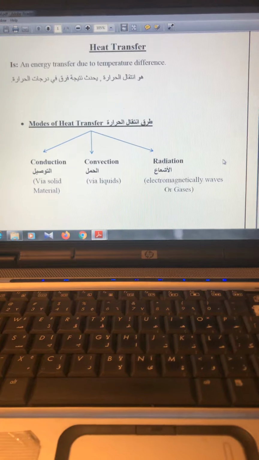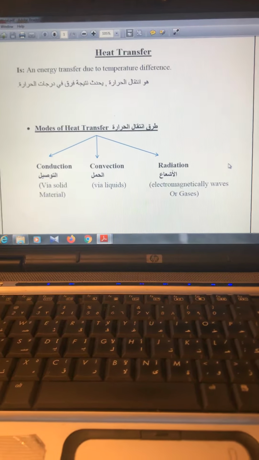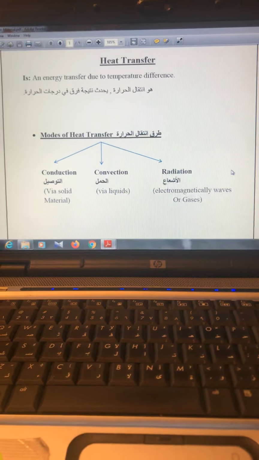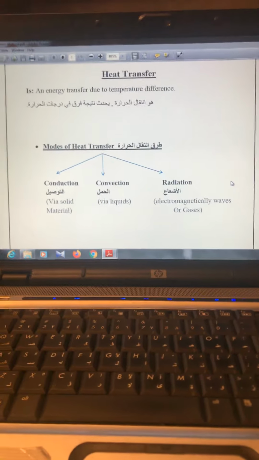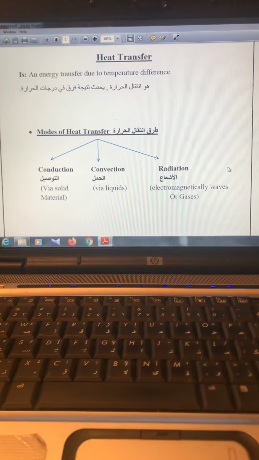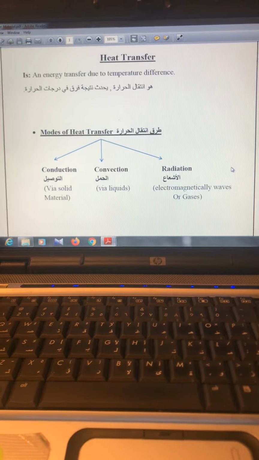I will make a revision for the first sheet concerning the subject heat transfer. We will go through a quick view for the heat transfer and the solution for the first sheet. What is the meaning of heat transfer?